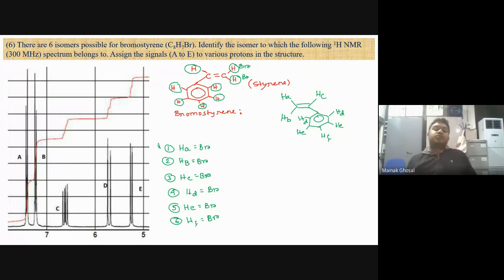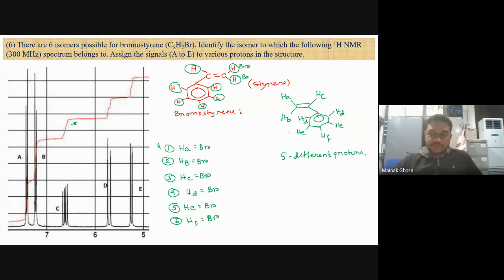Now you have to find which one corresponds to this NMR. Since you have a lot of data in your set, you need to eliminate some of them and make your life much easier. So what we will do is take the NMR and count how many different protons are here. You see A, B, C, D, E: 5 different protons, right?